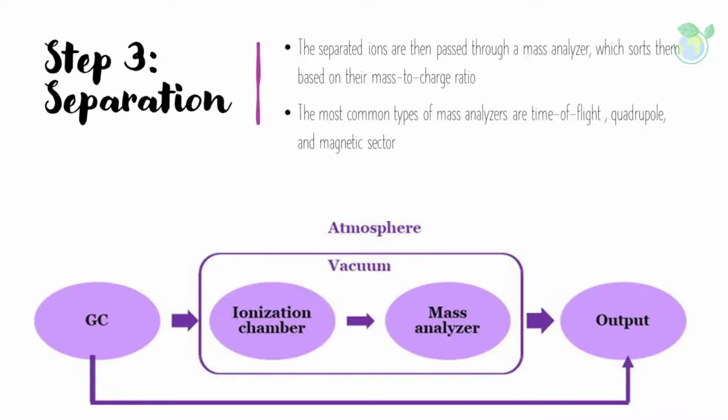Step 3. Separation. The separated ions are then passed through a mass analyzer, which sorts them based on their mass-to-charge ratio. The most common types of mass analyzers are time of flight, TOF, quadrupole, and magnetic sector.